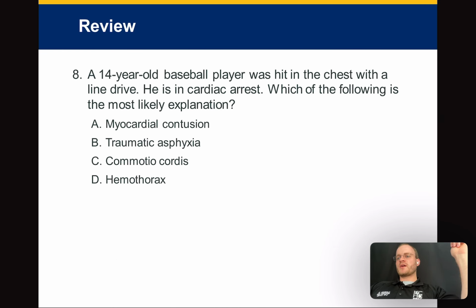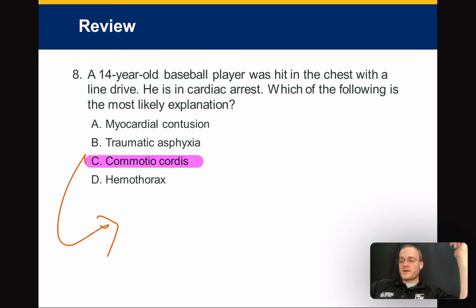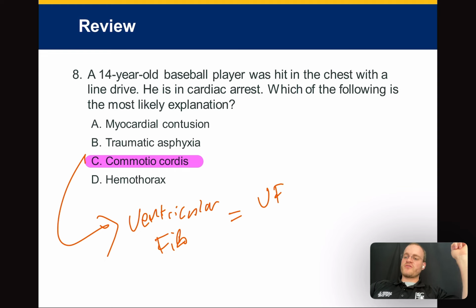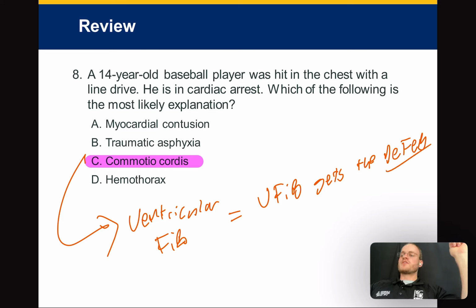A 14-year-old baseball player was hit in the chest with a line drive. He is in cardiac arrest. Which of the following is the most likely explanation? We talked about this. Commotio cordis, right? What rhythm are they normally in? Let's take this a step further. They're in cardiac arrest. Ventricular fibrillation. And so remember the saying in the old country, the V-fib gets the D-fib. And so they get defibrillation. They get an AED, the clear, right? They get defibrillation. That's the treatment, along with CPR.